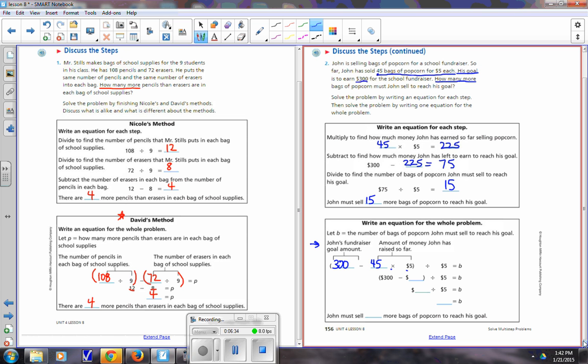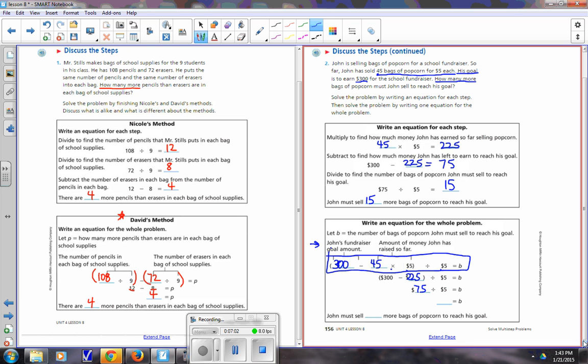Then we need to divide this up by 5, and I get, so I know that 300 take away 45 times 5 is 225. I have to subtract 300 by 225. I get 75. I'm doing order of operations now. Now, here is my one equation right here.